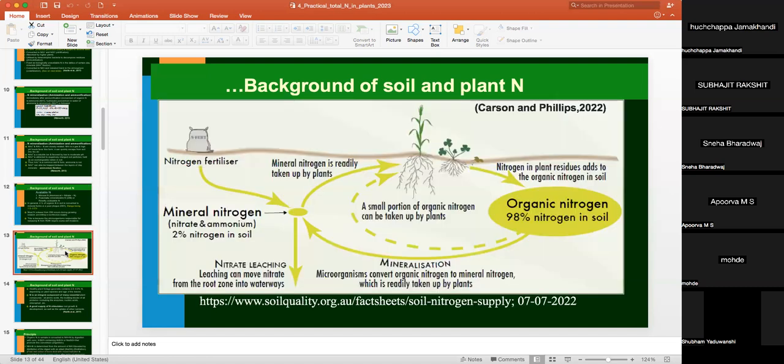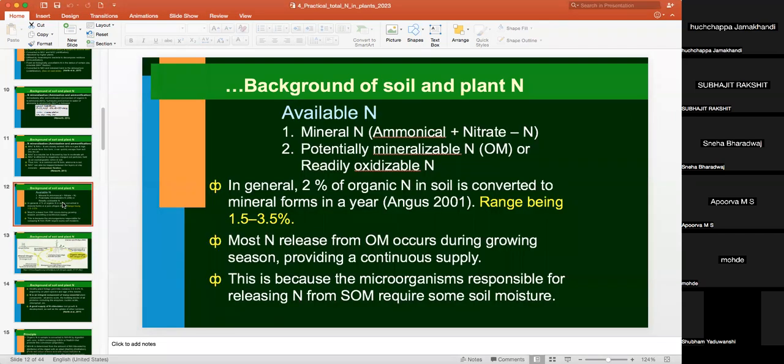Now see this picture. Sir, please explain the last line in the last slide. This is because the microorganisms responsible for releasing nitrogen from soil require some... this is not soil moisture. This is soil nitrogen. This may be mineral nitrogen, either nitrate or ammonium. Okay, sir. Thank you for correcting me.